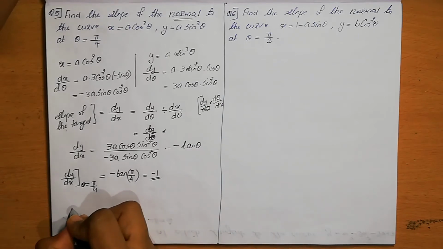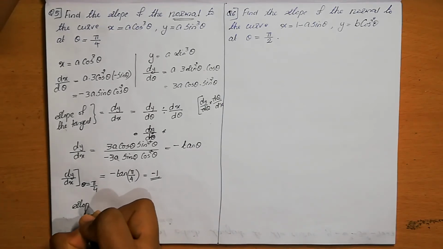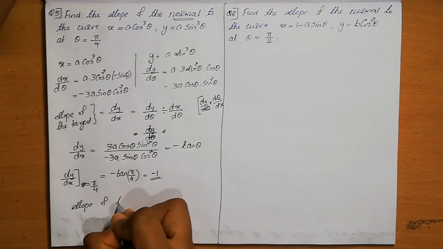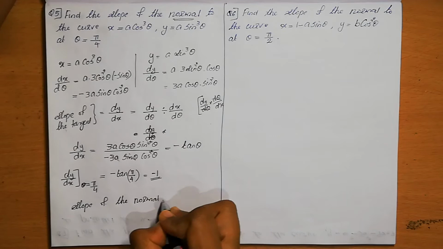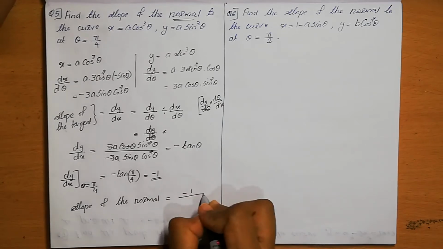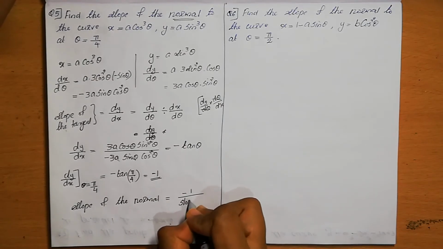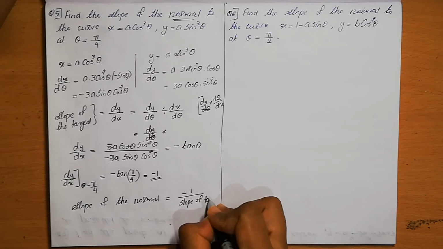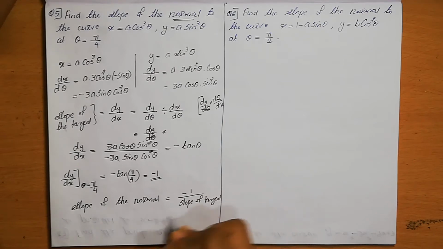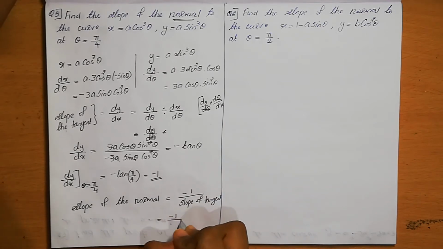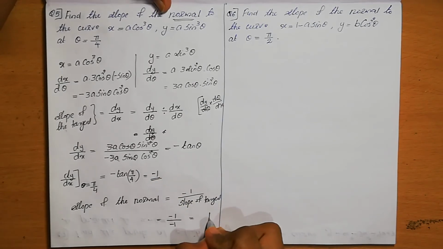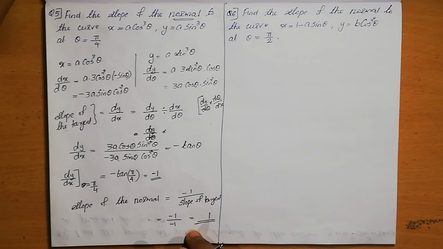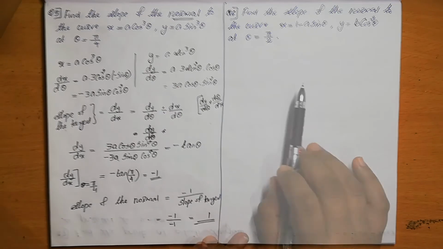From there we can write slope of the normal equal to minus 1 by slope of tangent. That means minus 1 by slope of the tangent is minus 1 by 1, that is equal to minus 1. Therefore, slope of the normal is minus 1. This is the answer.